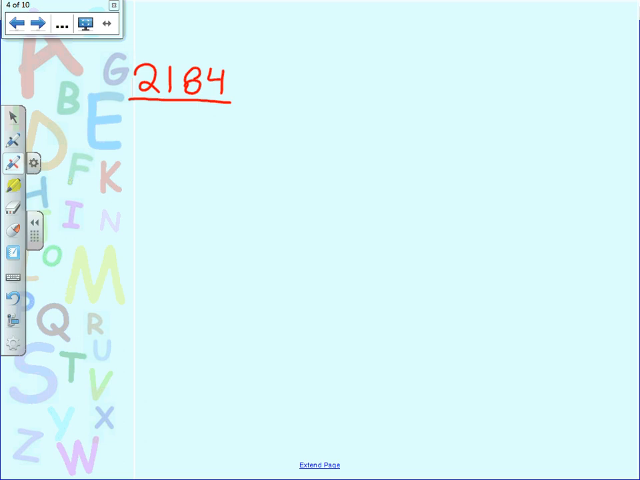What's something that divides into this? 2. That's what I usually do. So 2, and that gives you a remainder of... you have to punch your calculator. What's half? Exactly. 1,092. When you get a prime number, circle it. Once you hit a prime number, stop.